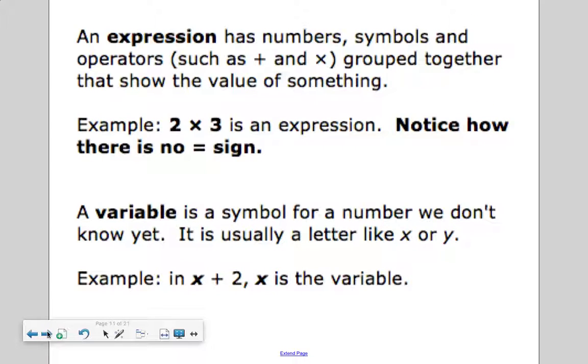An expression has numbers, symbols, and operators grouped together that shows the value of something. Example, 2 times 3 is an expression. Notice that there is no equal sign. Later on, we're going to be learning the difference of an equation. An equation has an equal sign to it. A variable is a symbol for a number that we don't know yet. It is usually written with a letter like x, y, c, b. Like in x plus 2, x is the variable.